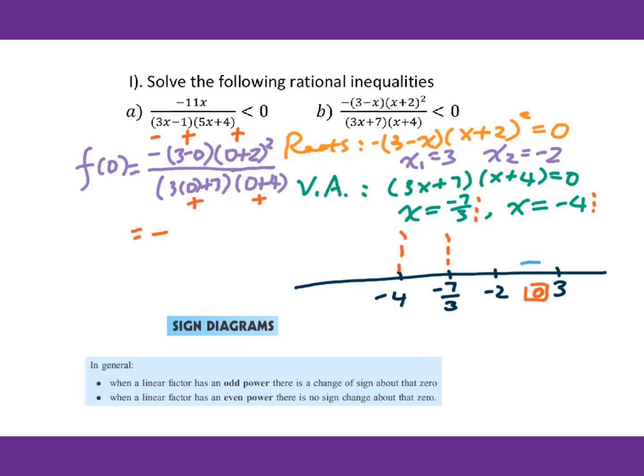Then check each zero or vertical asymptote line. We need to check whether each linear factor has odd power or even power. For this 3, that's 3 minus x. That's an odd power single factor, so we change the sign. This is positive. For negative 2, we have even power, means the sign stays the same.